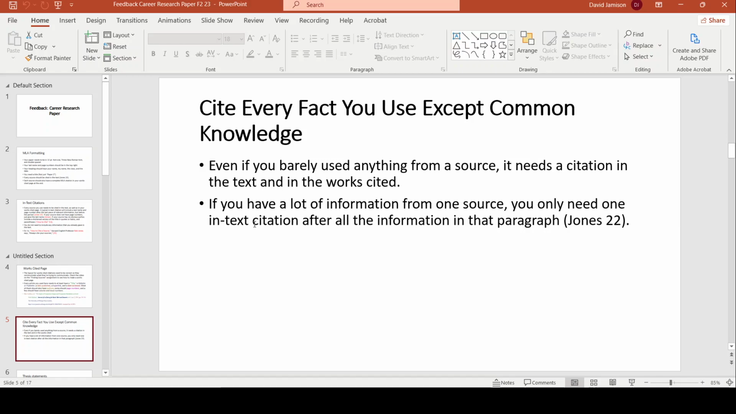Ideally, you'd have quite a few sources in a research paper like this. I'm only asking for you to give 3, but if you have a fact in your introduction or something like that, like 1 in 4 nurses quit during the pandemic, that needs to be cited. That needs to come from somewhere.